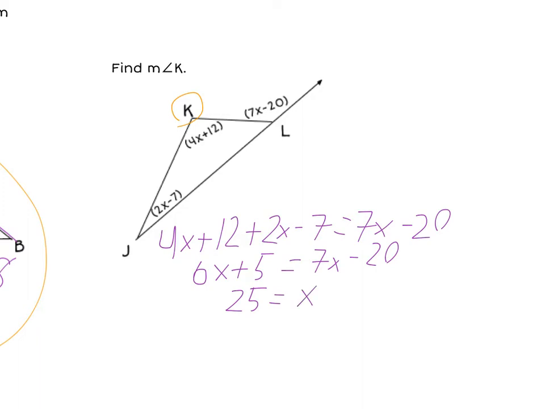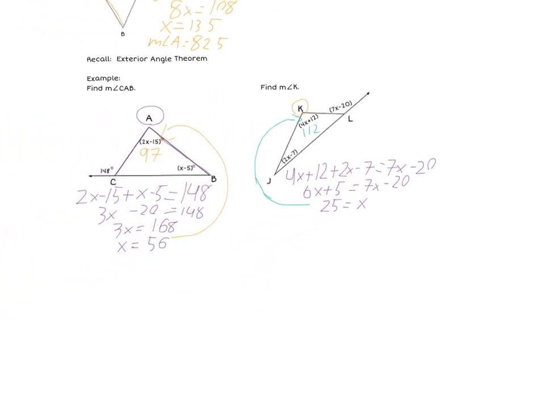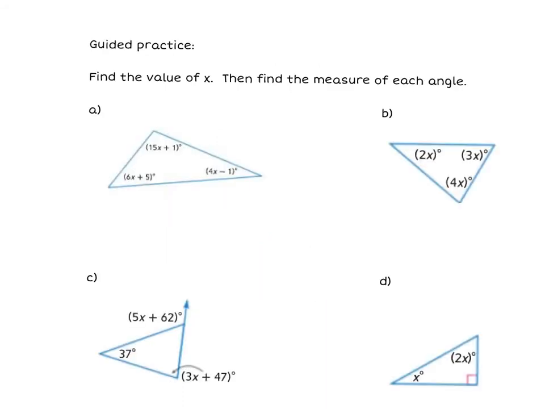We're going to take that 25, and we're going to plug it in to this equation here, which will give us 4 times 25 is 100, plus 12, 112 degrees for K. All right, next page. Find the value of x and then measure each angle.